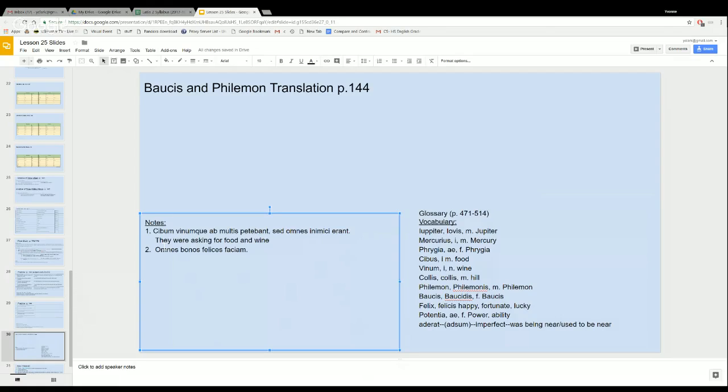ab multis. Anybody remember what ab means? Madeline? Away. By, or from. Multis, many. Yeah, from the many. Obviously, this is an adjective. It's standing alone, so we have an adjective standing in the place of a noun. So from many, obviously, many people. Right? Okay, now what does said mean, Ella?